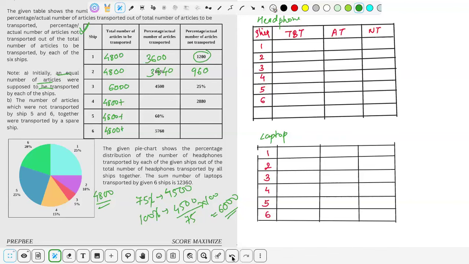I think it is not clearly visible. Let me change the pen color. So 3840 is the value for this. Next, you can see here, this is 2880. Or you can simply find this 25%. 25% is nothing but ये है 4500, तो यहाँ 1500 हो जाएगा.